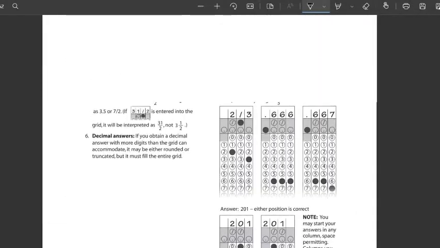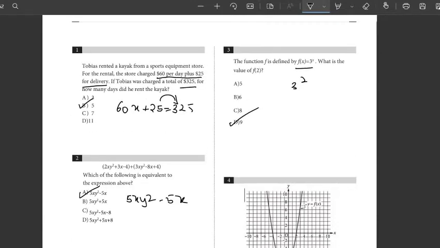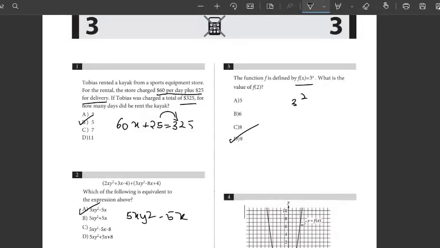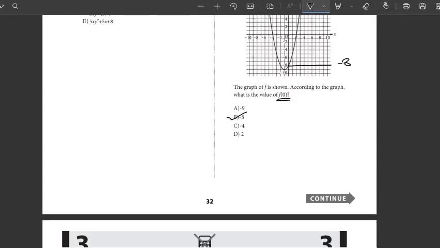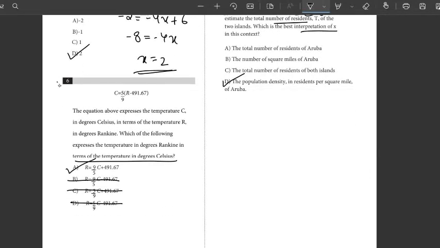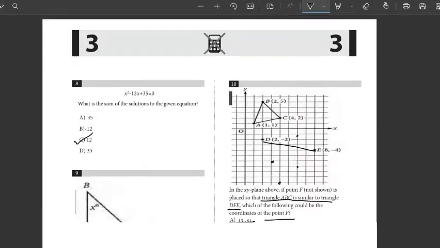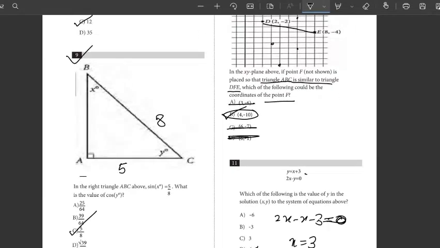And let's check our answers now. 1 B, A, BAD, BDA, DCC. BAD, BDA, D, C, C. Okay, so those are all correct.